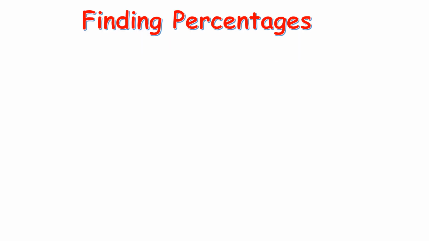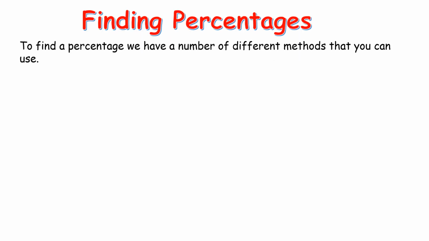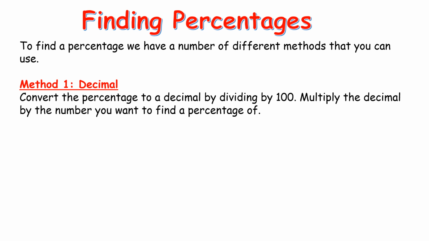So let's start with looking how to find percentages. To find a percentage, we're going to have a few different ways we can do this. So the first way is working with a decimal. The first thing you want to do is take your percentage and divide it by 100, which gives you your decimal version, and then multiply the decimal by the number you want to find a percentage of.